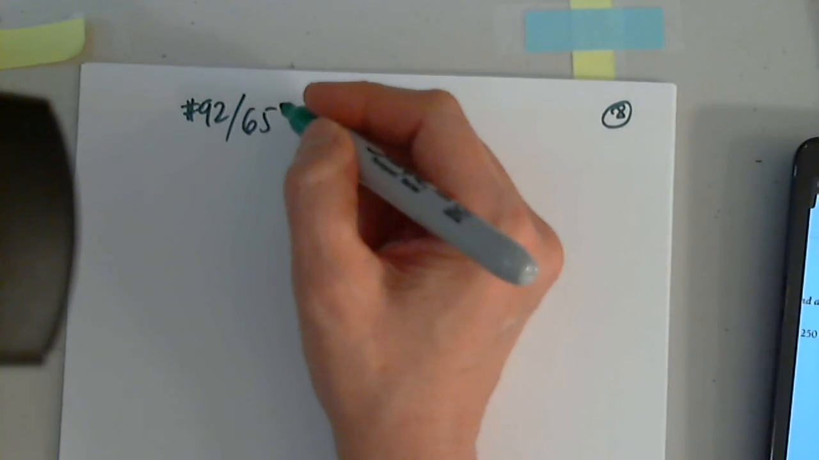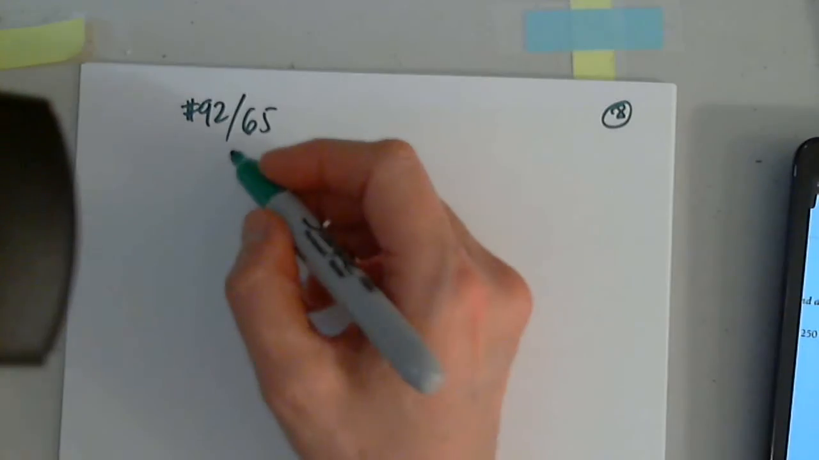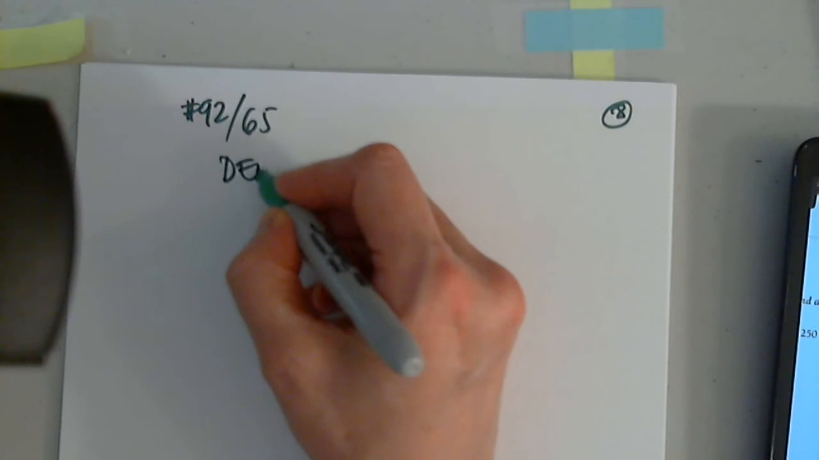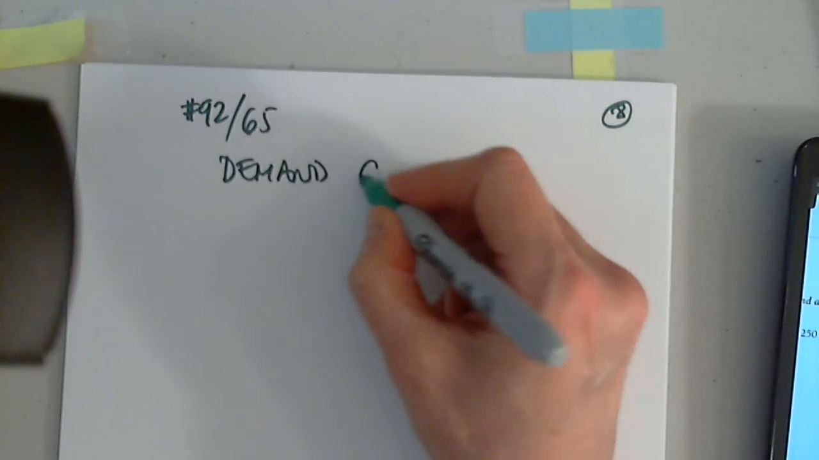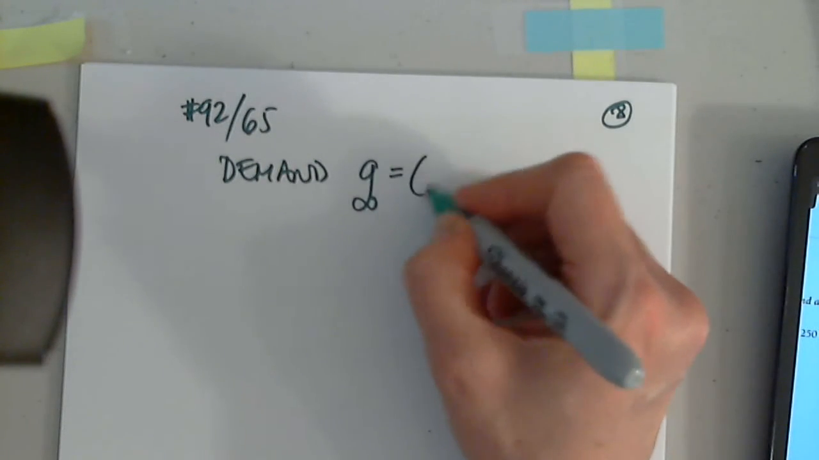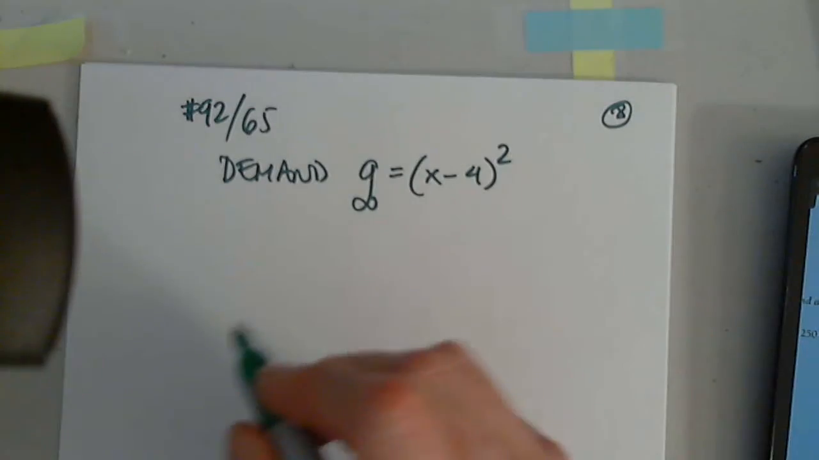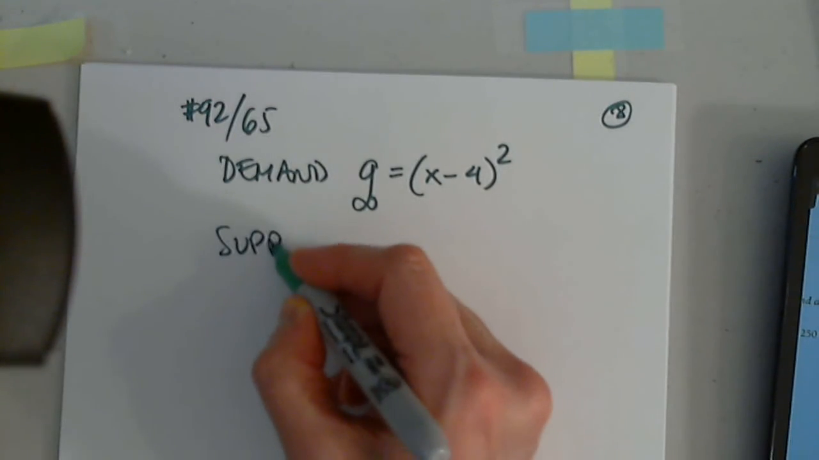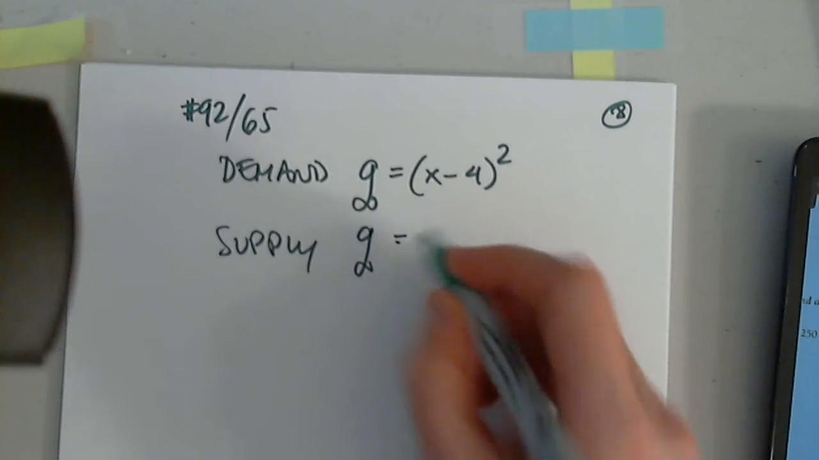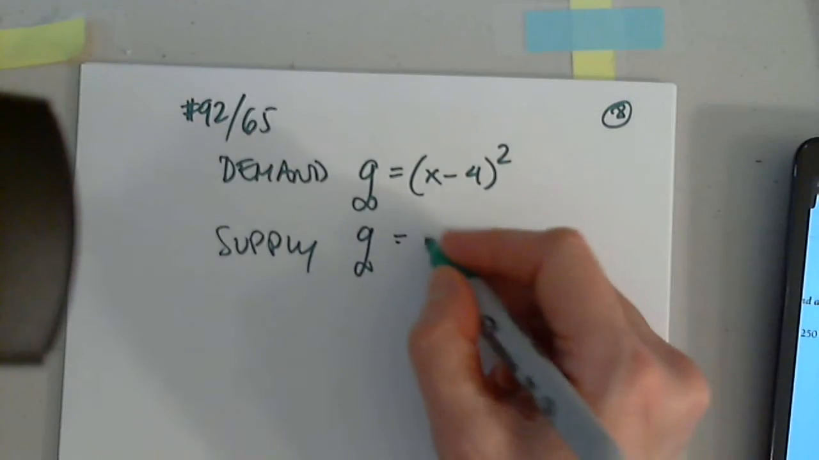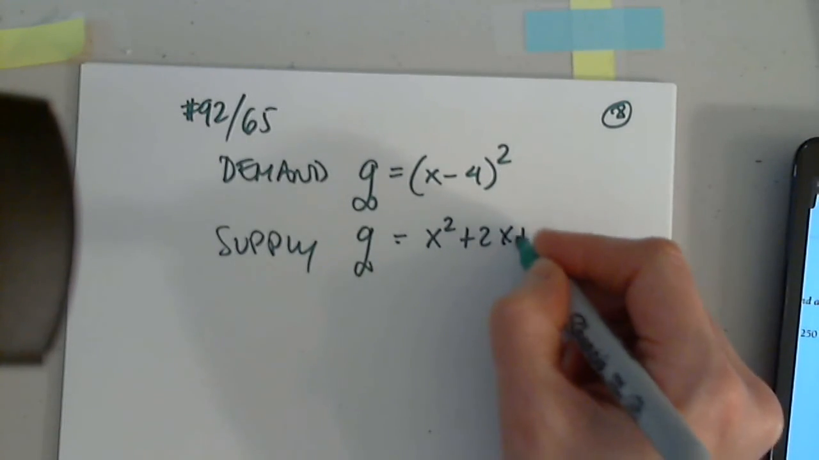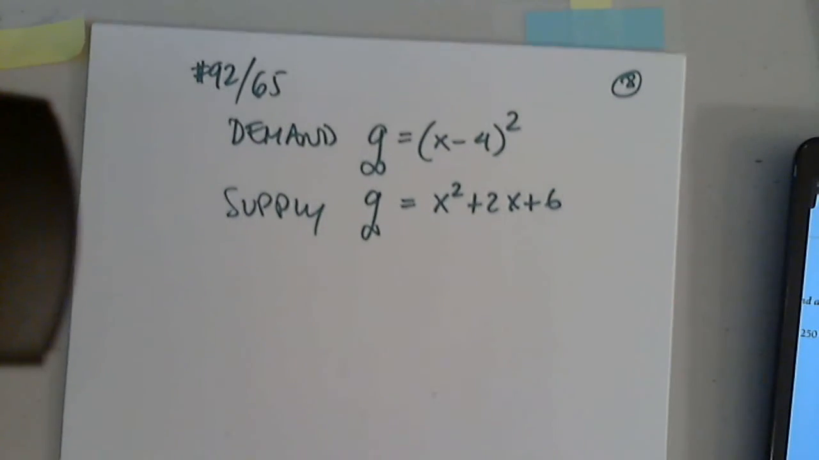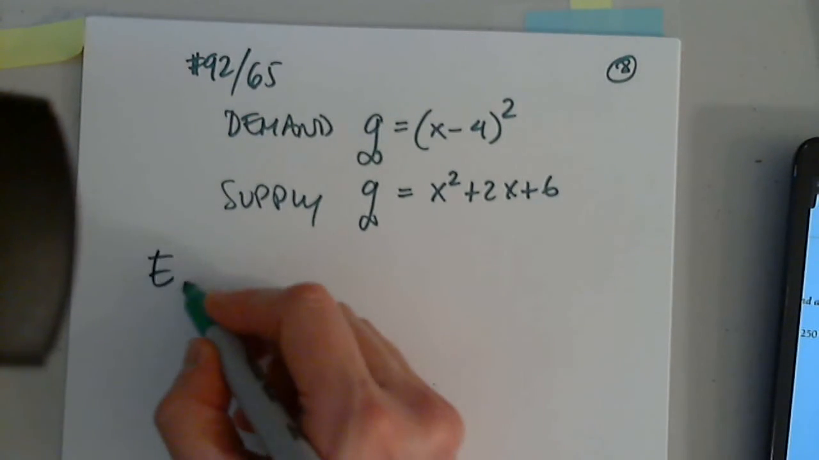On 65, is it? Yes. Okay, 92, we have the demand. It's denoted by Q. And the supply, also denoted by Q, which is x squared plus 2x plus 6. They're asking to find the equilibrium point.